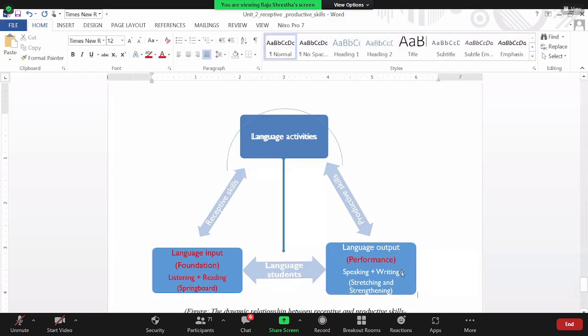And when we speak and write, this is performance, related to language output.